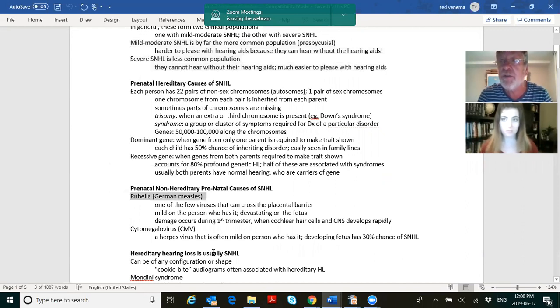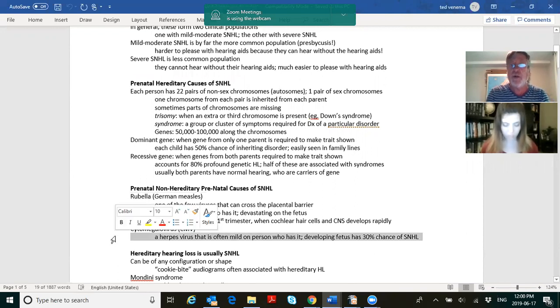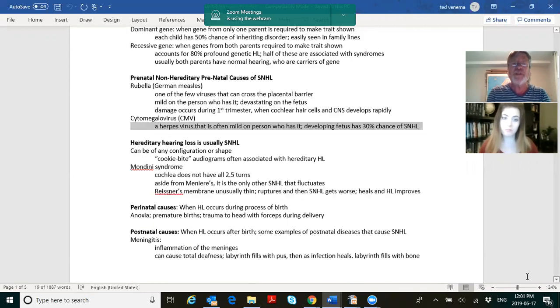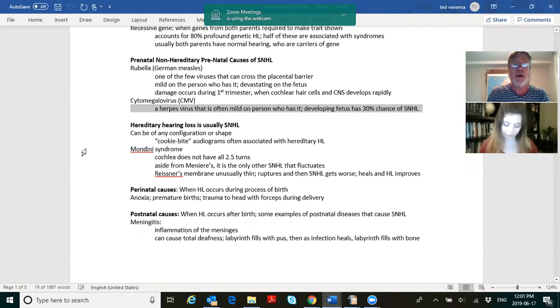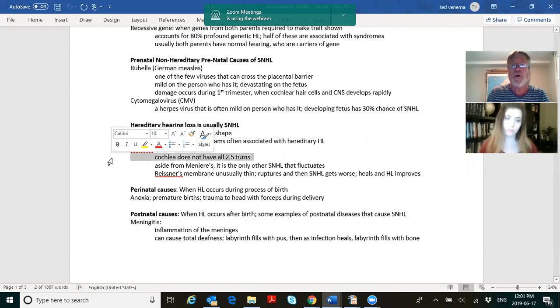During pregnancy, the baby may be born with hearing loss. Okay, we'll talk a little bit about a disease called cytomegalovirus. It's a herpes virus that's mild on the person who has it, but the developing baby has a 30% chance of sensory neural loss. Hereditary hearing loss, we'll talk about Mondini syndrome. And Mondini syndrome, look what it says here. The cochlea doesn't have all 2.5 turns.